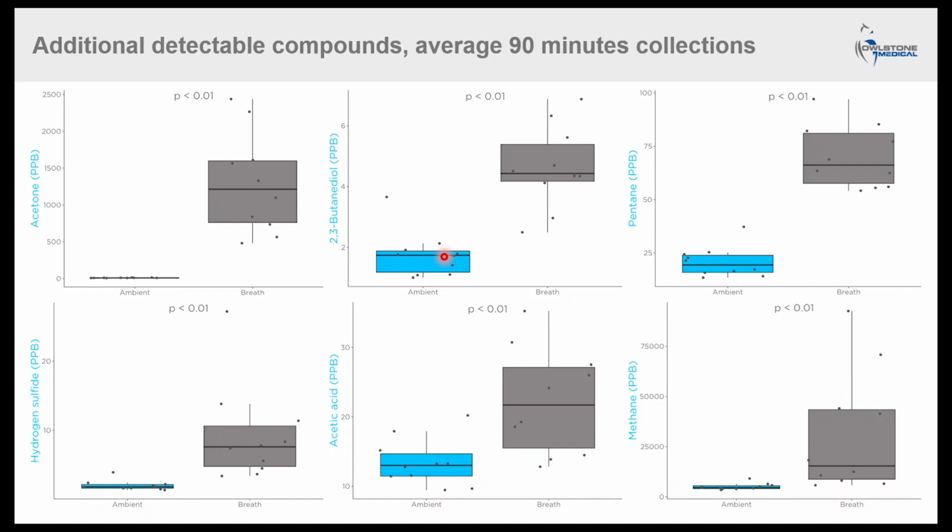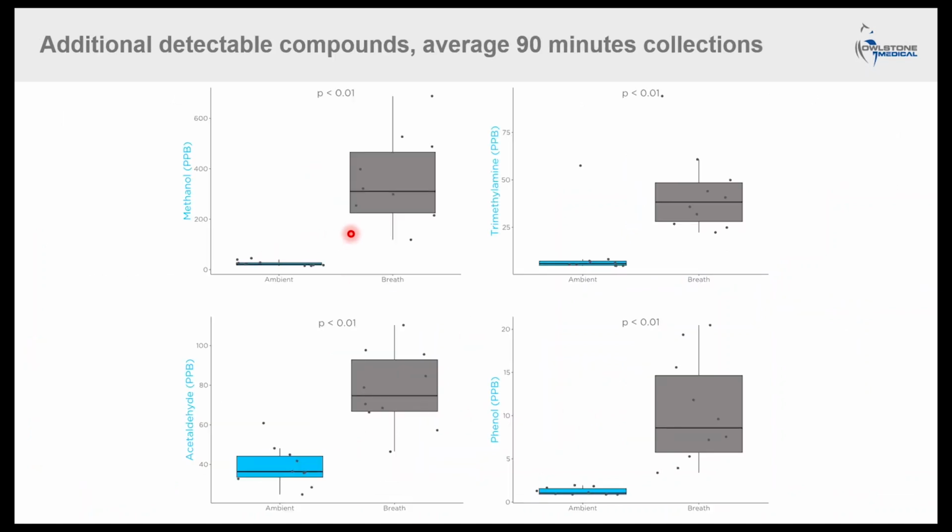So these are box plots for several of the compounds that we have been measuring in breath, and a comparison with the ambient collected for each subject. We collected acetone as a positive control because this is a very well-known compound exhaled in breath. Then we measured 2,3-butanediol, which, as I showed you before, is associated with non-alcoholic steatohepatitis. Then pentane, hydrogen sulfide, acetic acid, methane, methanol, trimethylamine, acetaldehyde, and phenol. And we can see that all of these compounds showed higher levels in breath compared to the ambient.